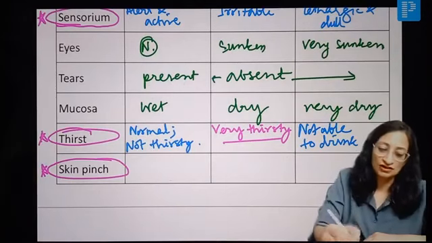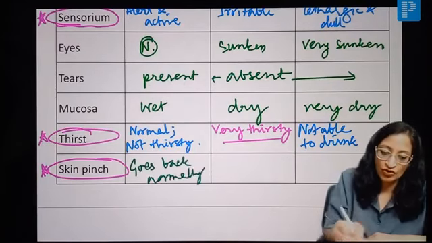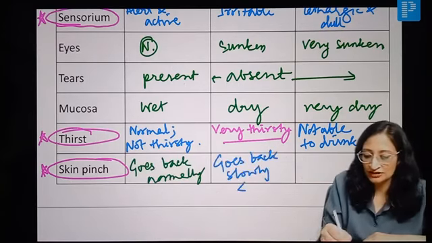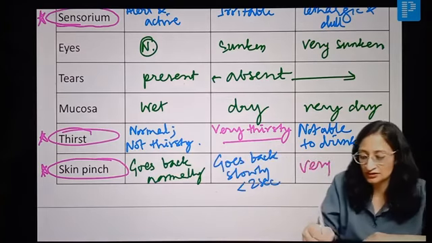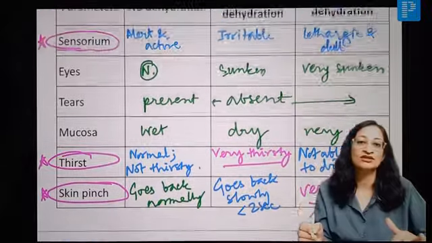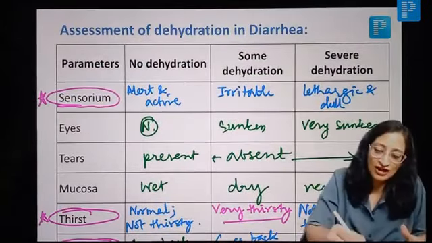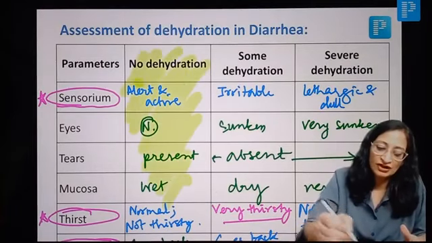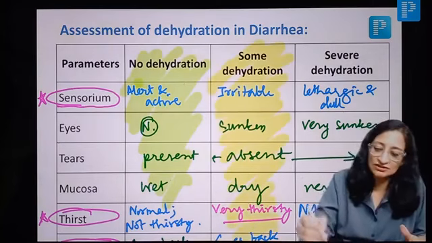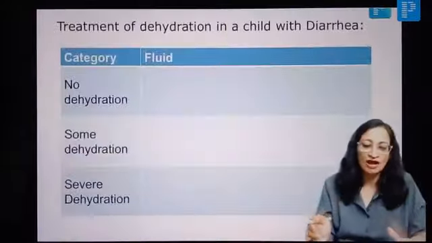Okay, skin pinch. Skin pinch goes back normally in no dehydration. It goes back slowly in some dehydration, but it takes less than 2 seconds, and goes back very slowly in severe dehydration, taking more than 2 seconds. So that is how you have to say whether it is no, some, or severe dehydration. If the child is falling in no dehydration, then as per IMNCI, the child is in green category. If the child is falling in some dehydration, the child is in yellow category as per IMNCI. And if the child is having severe dehydration, the child is in pink category as per IMNCI. Clear?